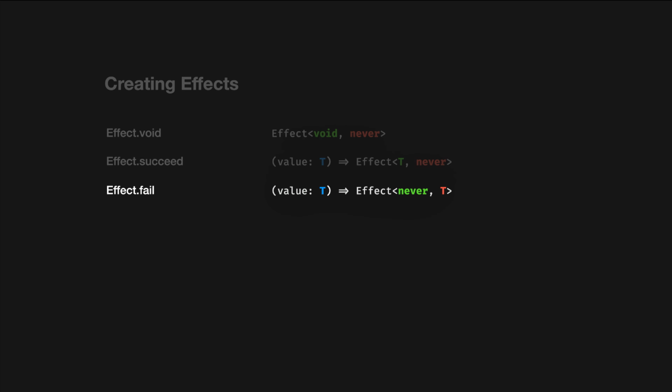Now these effects, an effect that does nothing, an effect that always succeeds, and an effect that always fails, are useless all by themselves. But in creating and composing larger effects, these play a very important role, which we will look at later. Now looking at type signatures again, Effect.void is in itself an effect, but Effect.succeed and Effect.fail are functions that return an effect. This distinction is pretty important to understand.